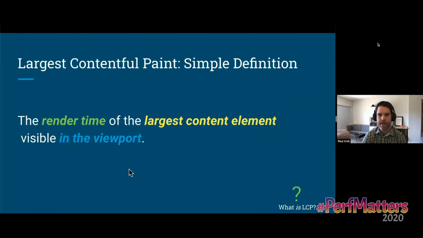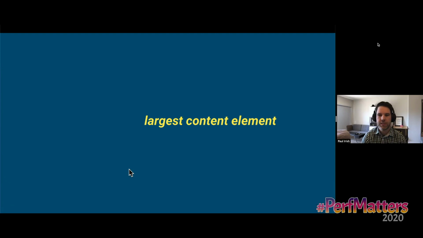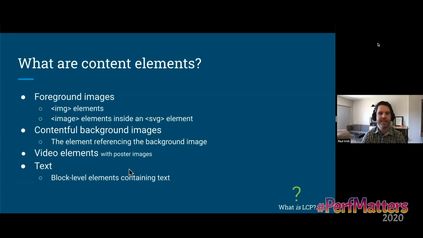That's pretty straightforward enough. The simplest definition that's accurate is the render time of the largest content element visible in the viewport. Largest content element is really just the largest contentful element. All the same thing. How do you define a content element or contentful elements? Well, you have a few options. You have foreground images. So this is an image element, because clearly we have to distinguish image from image, the ones inside SVG. So we know what this is.